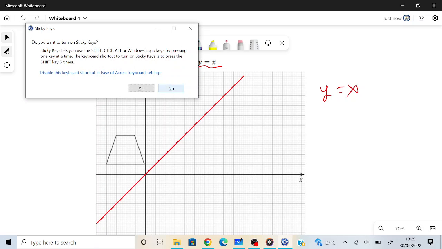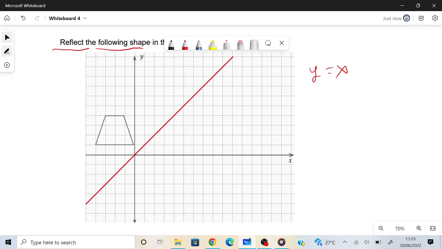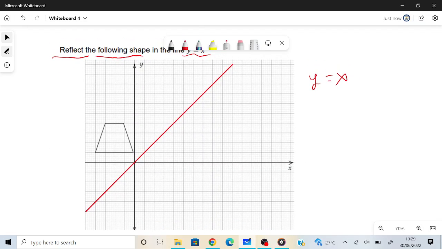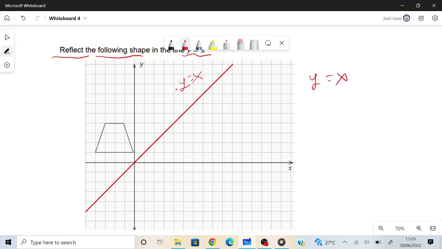That should be good. So now all we have to do is reflect this shape over here into our mirror line, which is y equals x. And to make it easy for us, what we can do is we can take 4 points, 4 corners, or 4 vertices from the shape. So we can take this one, this one, this one, and this one.